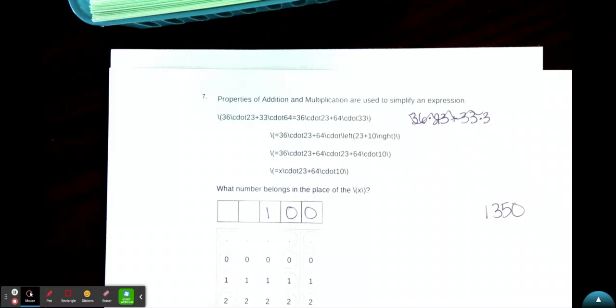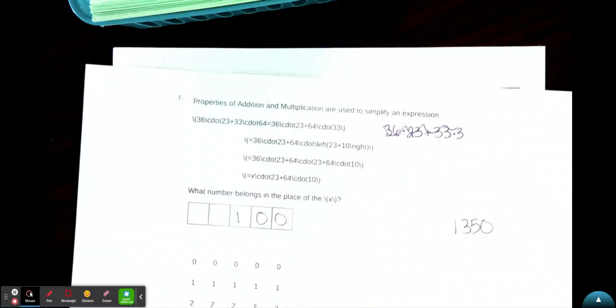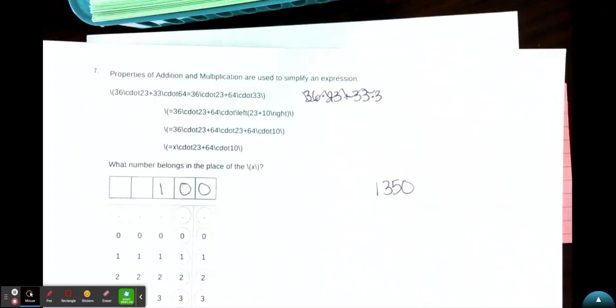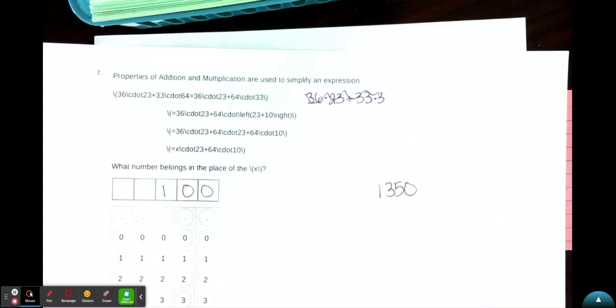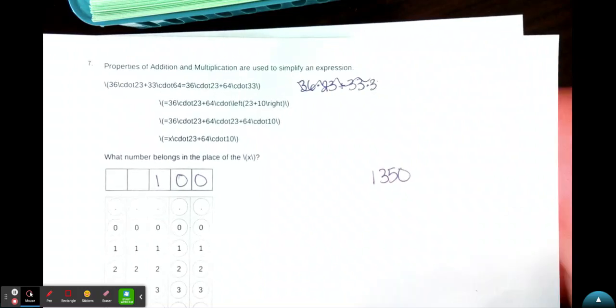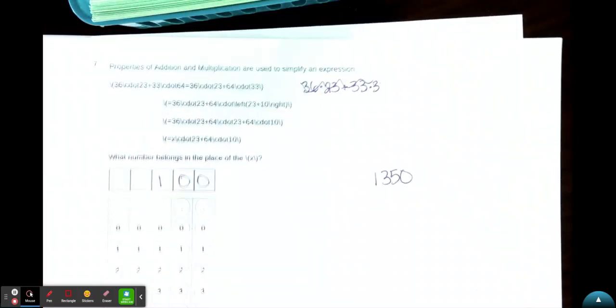Okay, number 8 says write the prime factorization of 1,350. Someone I was helping them figure it out, and I was accidentally writing it on my paper, not theirs. And so that's why it's on this one. And you guys saw some of it. So here we go. Prime factorization.